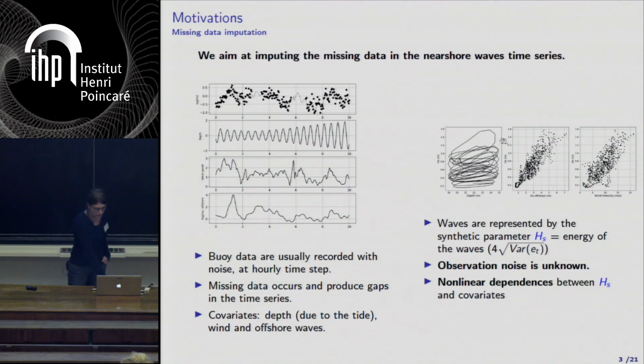And here I plotted on the left plot the Hs at the buoy with respect to the depths, and you can see that you have some oscillations which are nonlinear. On the second plot, you have Hs with respect to the waves offshore, and on the third plot, the Hs with respect to the wind. So some of the relationships with the covariates are nonlinear.